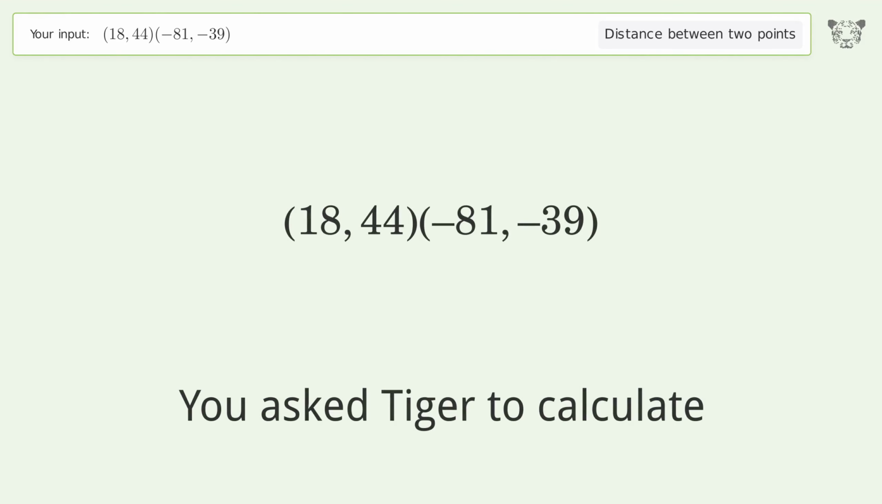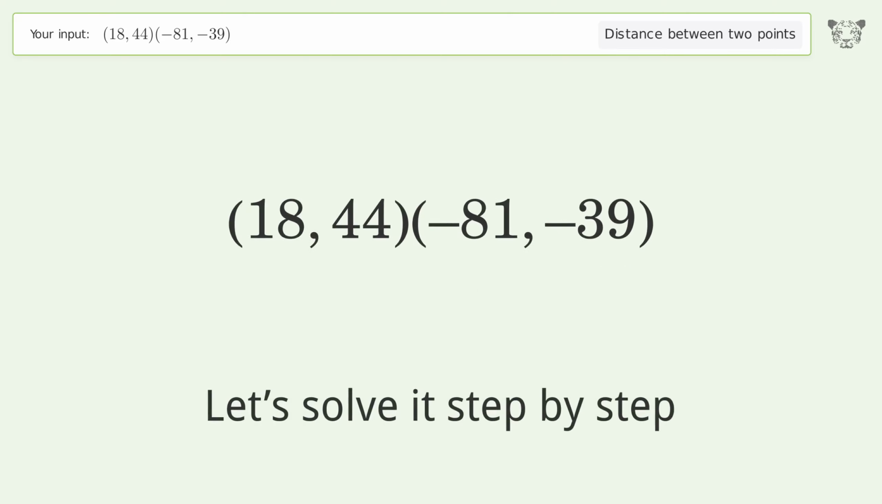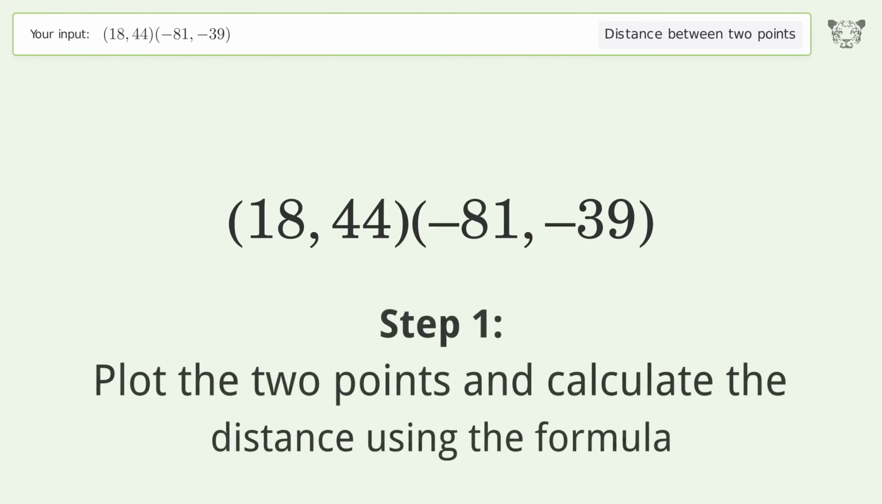You ask Tiger to calculate. This deals with the distance between 2 points. The distance between the 2 points is the square root of 16,690, or 129.19. Let's solve it step by step. Plot the 2 points and calculate the distance using the formula.